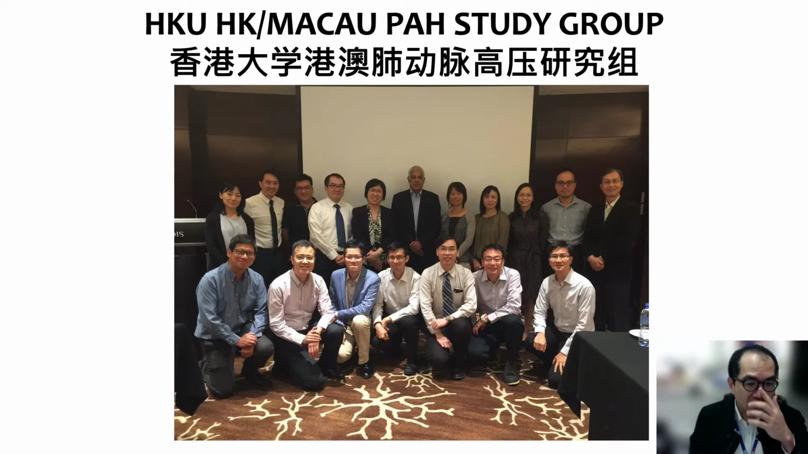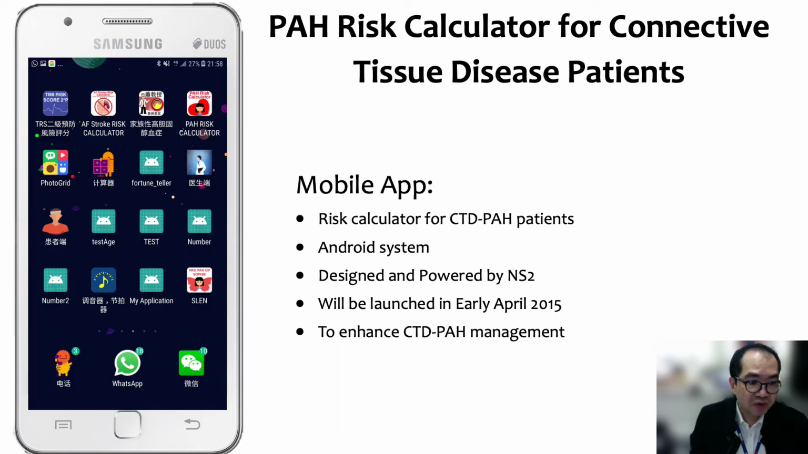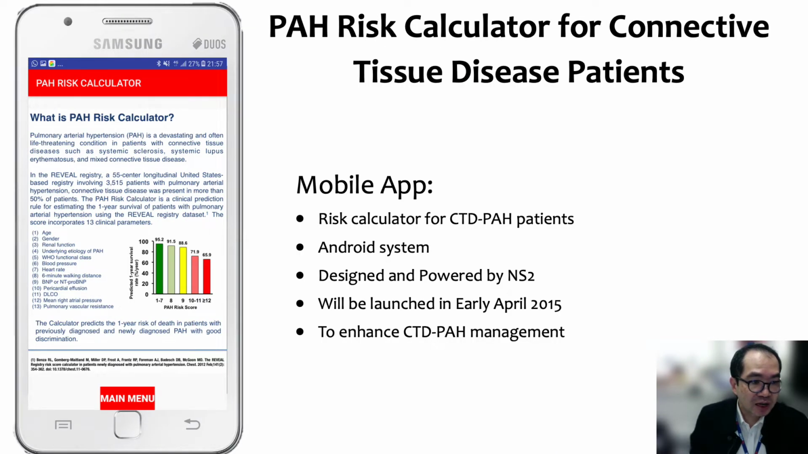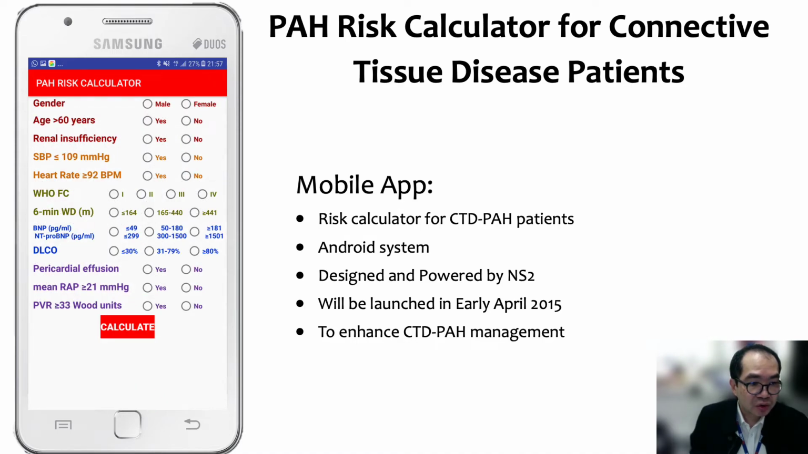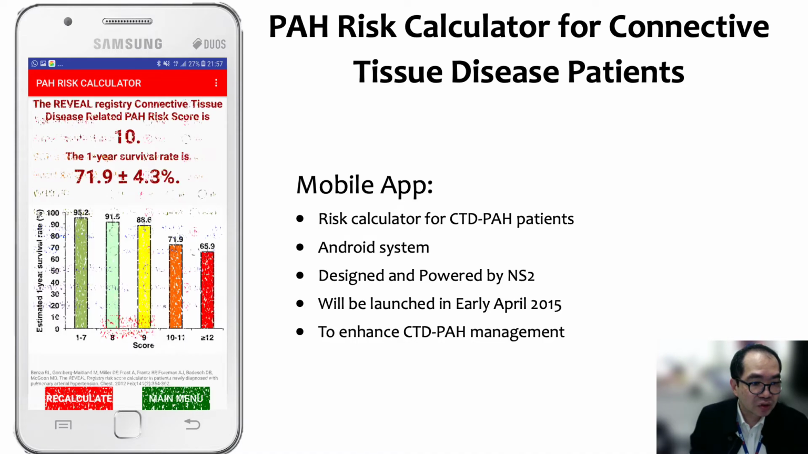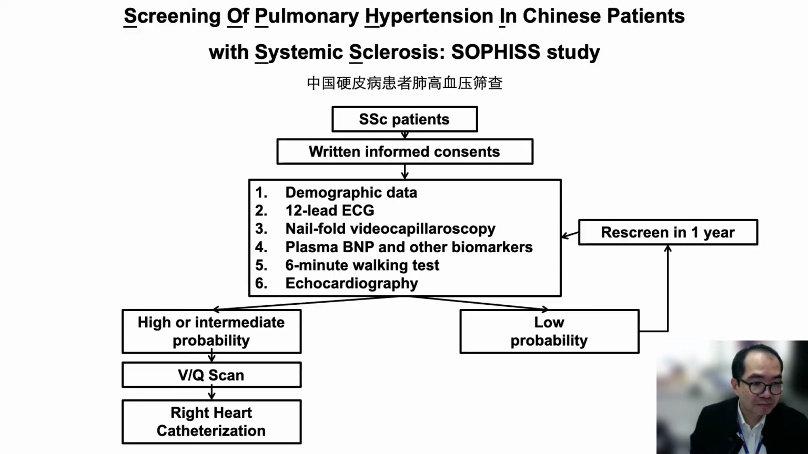And a few years back, we formed a group called the HKU Hong Kong Macau Pulmonary Hypertension Study Group in order to facilitate research and study in our region, and also develop an app that can help us to estimate the pulmonary arterial hypertension risk for our patients. And with this group, we started to work further. In this app, you can punch in different data, and it can help us to estimate the patient survival rate, and in order to dictate our management plan.